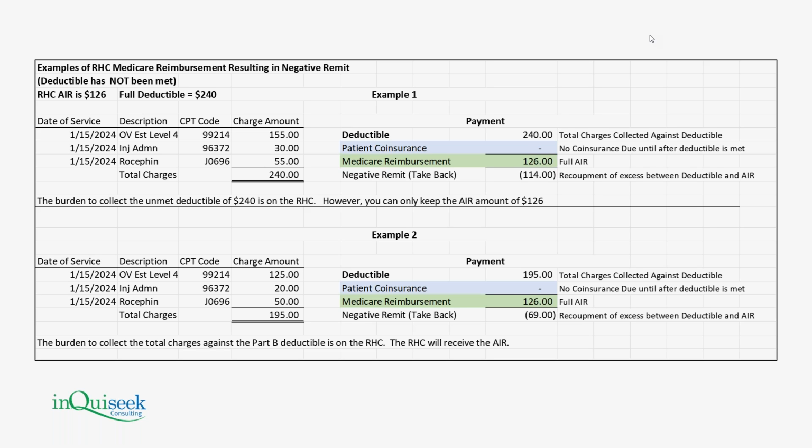And so we're going to have a $69 negative amount that we're paying, that difference between the deductible we collected and our all-inclusive rate. So these are situations where the deductible has not been met. The long and short of it is we have to be the debt collector for the deductible, but we're not allowed to keep the difference between those total charges and the deductible and our all-inclusive rate. We do have some extra examples in another document that explains this.